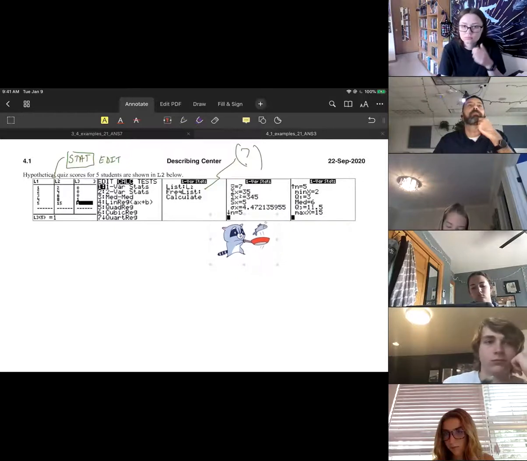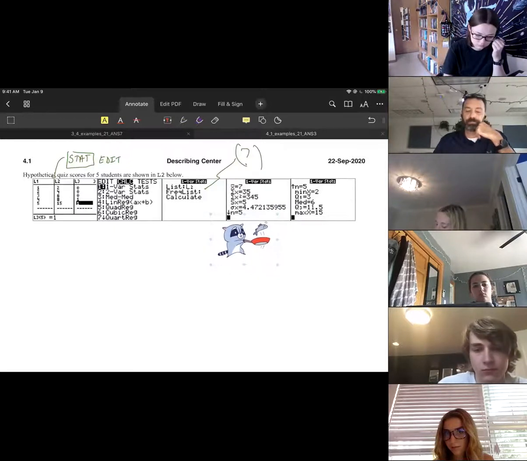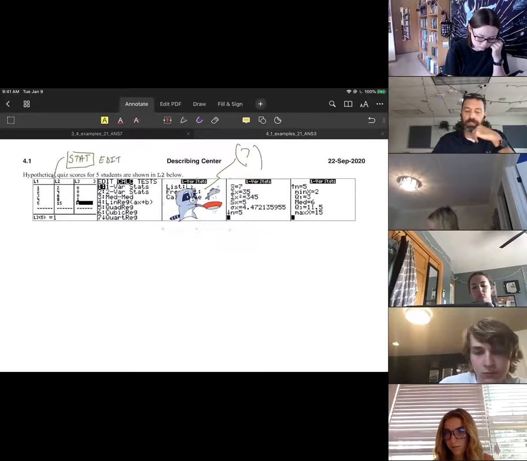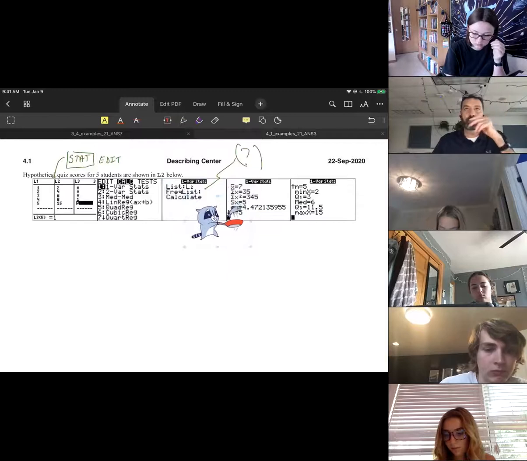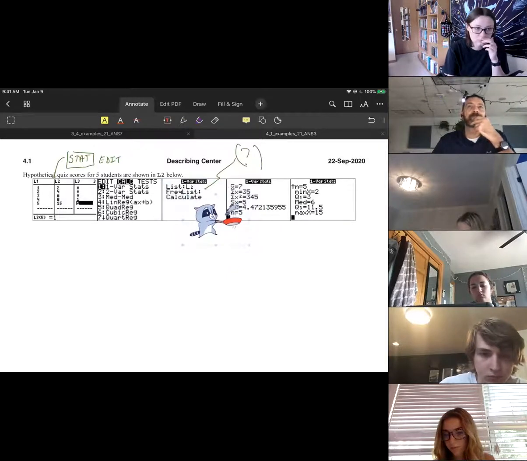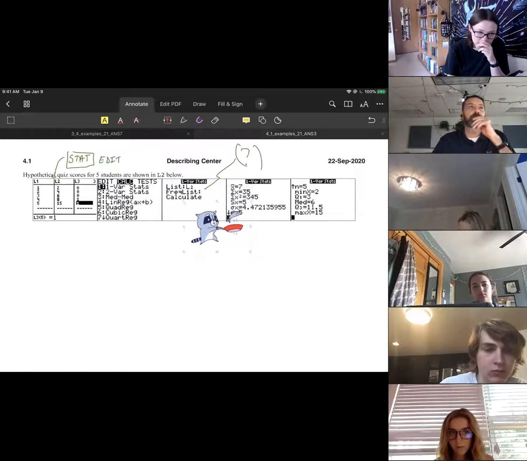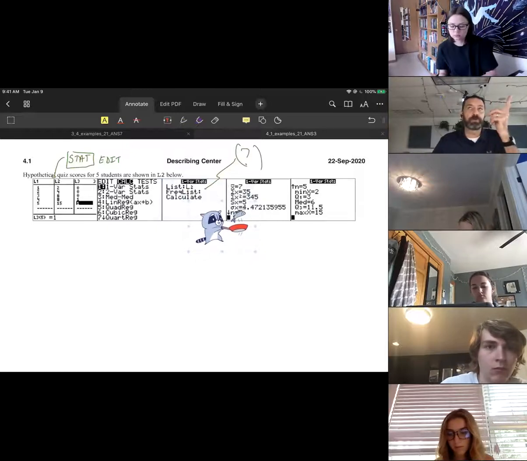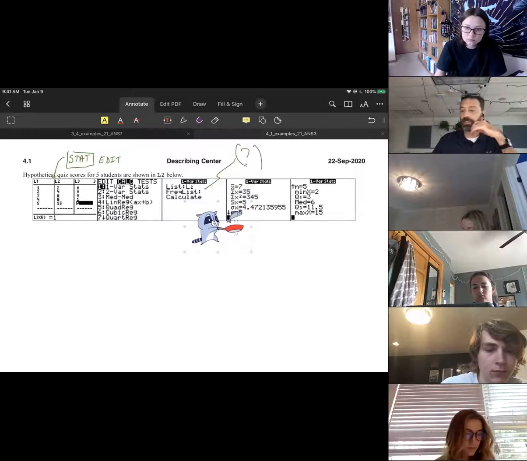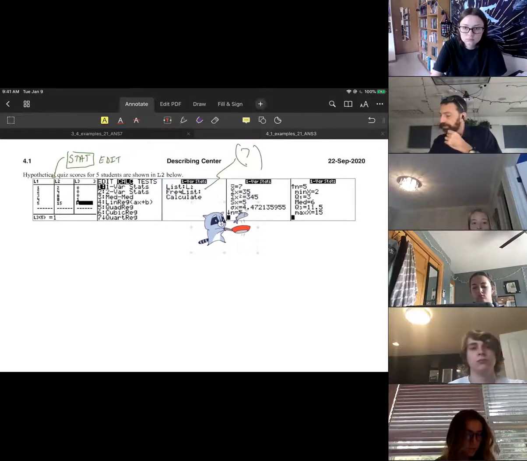Wait, how do I switch my list from L1 to L2? You tell it second 2 will change L1 into L2. So if you look at the keypad on your calculator, 1, 2, 3, 4, 5, 6, 7, 8, 9, above those are L1, L2, L3, L4, L5, L6.